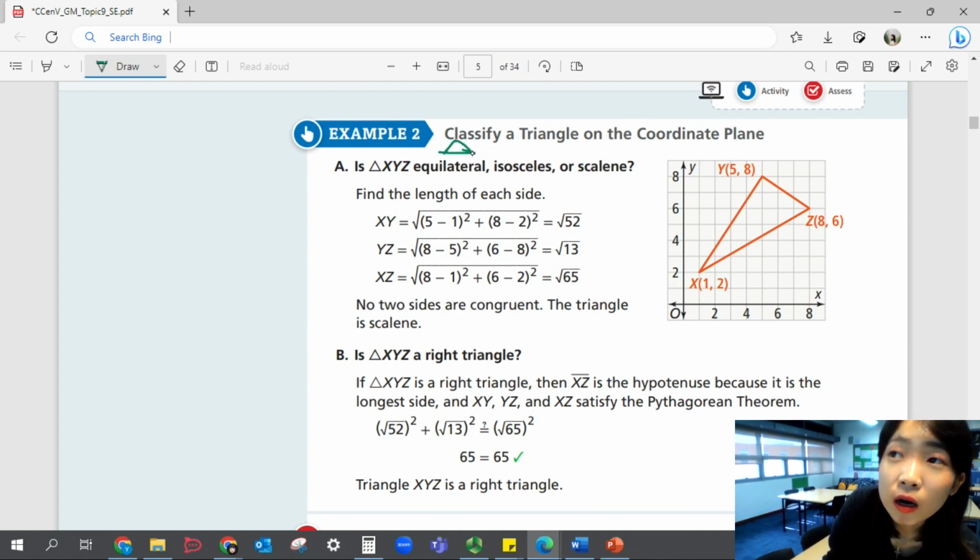Equilateral triangles are triangles that have all the same sides. Isosceles triangles have two sides that are equal to each other, which means it also has two angles on the bottom that are equal to each other. Scalene triangles don't have equal sides and don't have equal angles. Okay, so we want to figure out if this triangle is equilateral, isosceles, or scalene. Then what information do we need to solve for? We need to solve for the lengths and see if the lengths are the same, right?